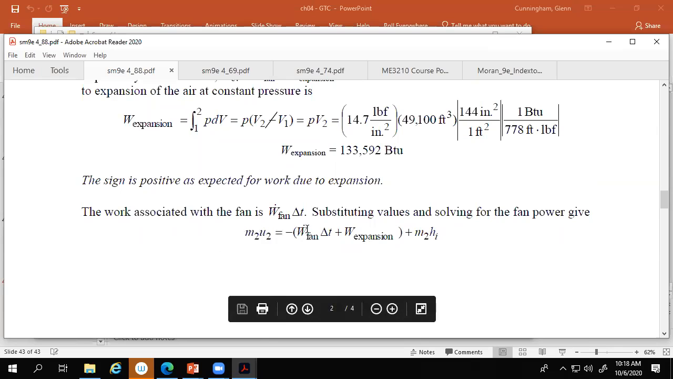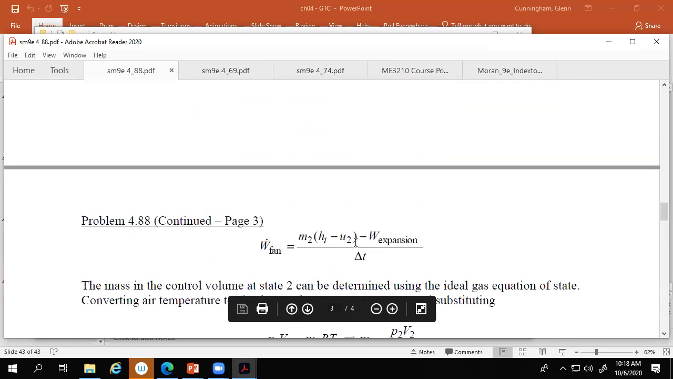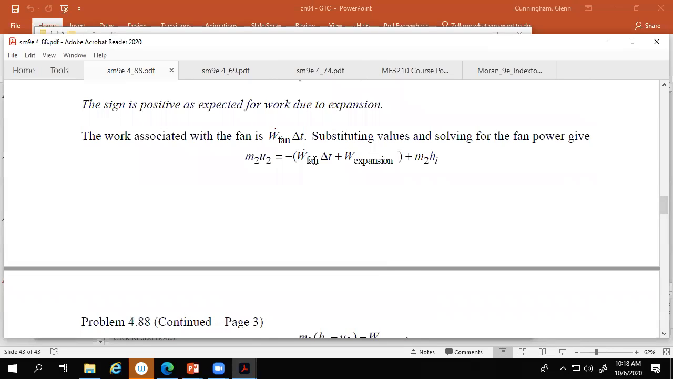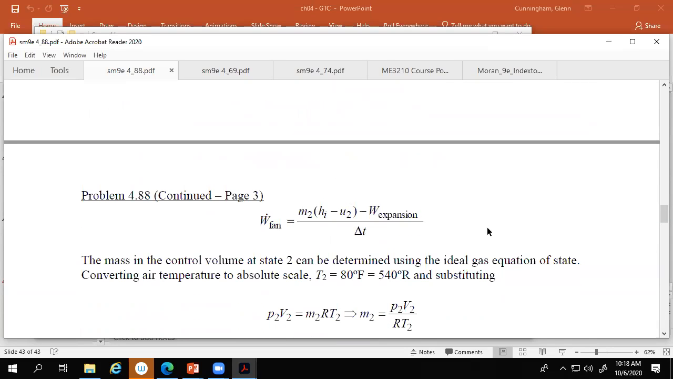So we just substitute in this for that work term up there. And so now we can solve for the rate of fan doing work. It's all of this, so we're just solving, breaking this apart, taking this to the other side, and dividing through by delta T. We should get this.